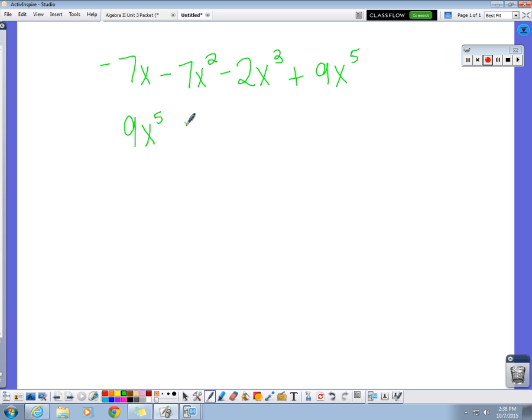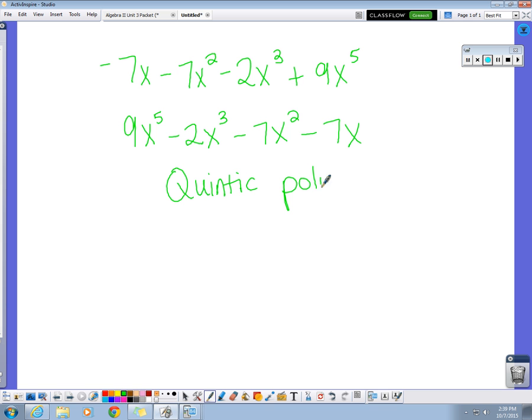So what would come next? Well, 7x. Minus 2x cubed is the next largest exponent. Then, okay, now that it's in standard form, what is the name of it? Quintic polynomial with 4 terms. Okay, what is the leading coefficient?